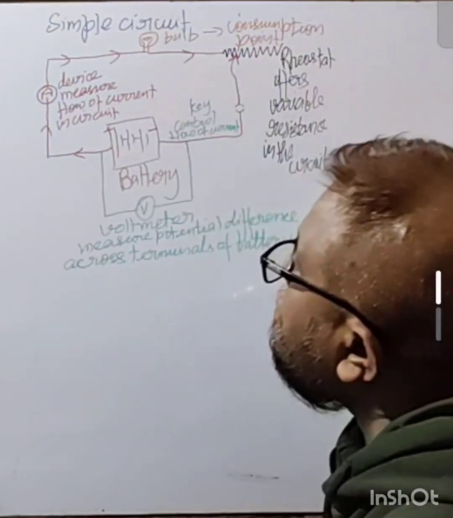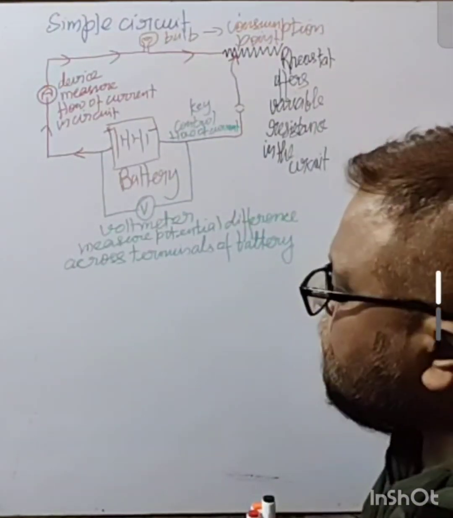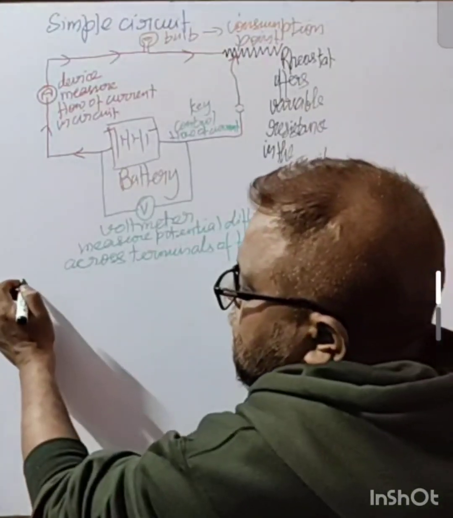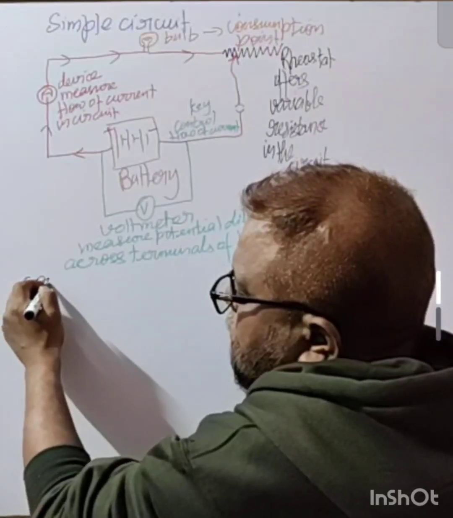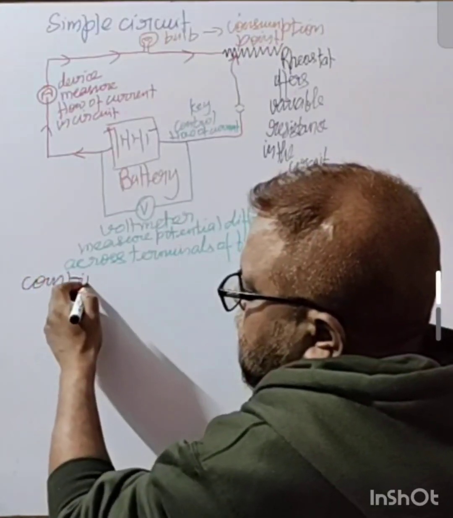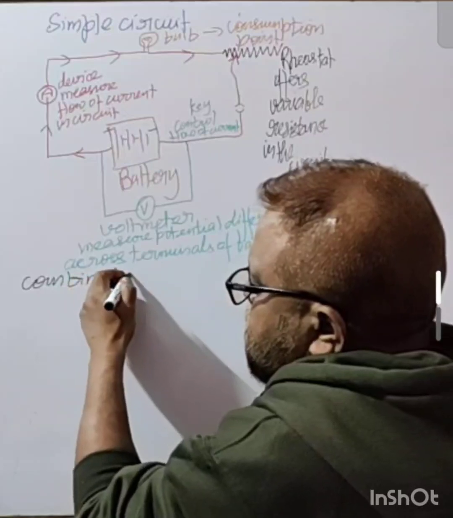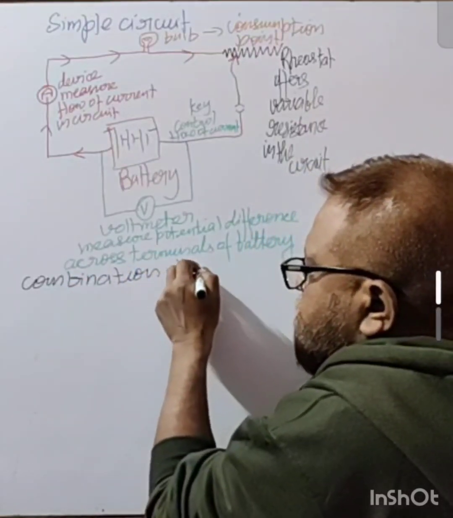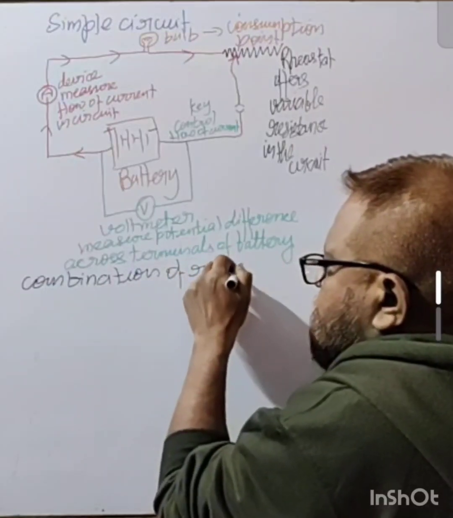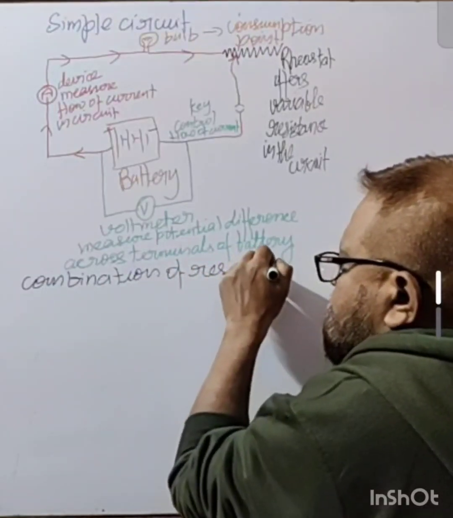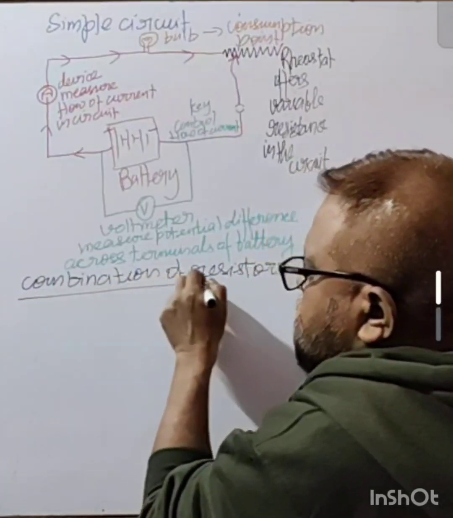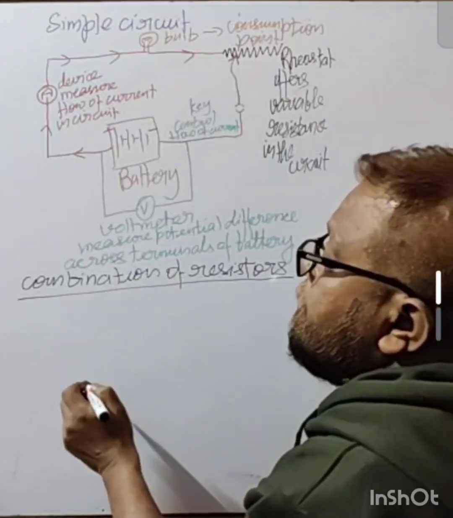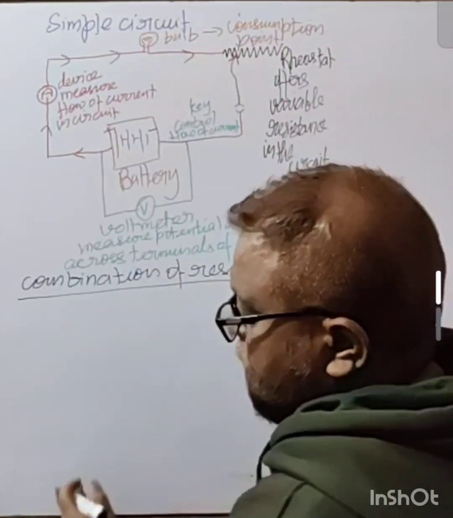Now, if we talk about combination of resistors, they are of two types. One is like this.